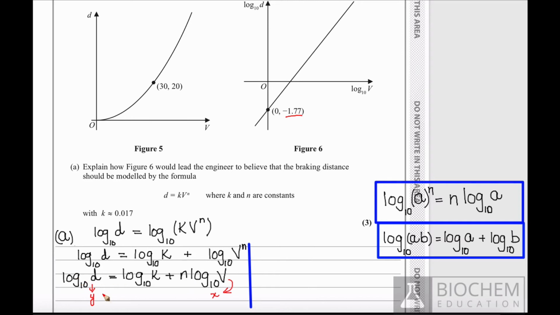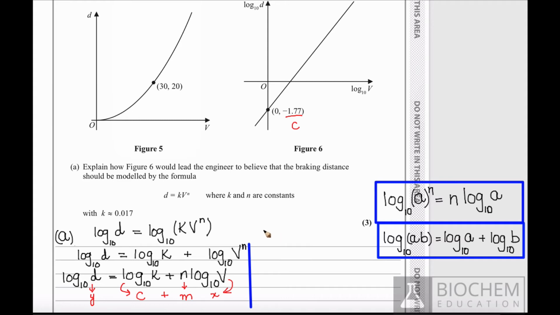And equating this equation to a straight line, we can say that this is the gradient m. So m equals n. c is the y-intercept. And in our case, log to the base 10 of k equals c. Looking into the graph, the c value was negative 1.77. So in order to calculate the value of k to be 0.017, we can equate the c, which is negative 1.77, to log to the base 10 of k.